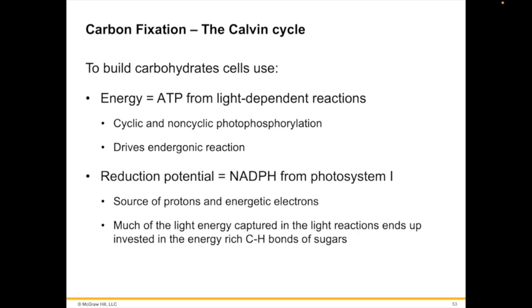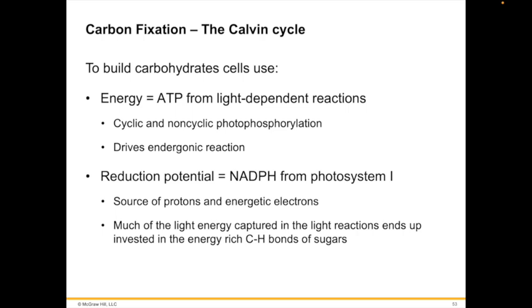Because the first intermediate of the cycle, phosphoglycerate, contains 3 carbon atoms, this process is called C3 photosynthesis. The key step in this process, the event that makes the reduction of CO2 possible, is the attachment of CO2 to a highly specialized organic molecule. Photosynthetic cells produce this molecule by reassembling the bonds of 2 intermediates in glycolysis, fructose 6-phosphate and glyceraldehyde 3-phosphate, or G3P, to form the energy-rich 5-carbon sugar ribulose 1,5-bisphosphate, or RuBP.